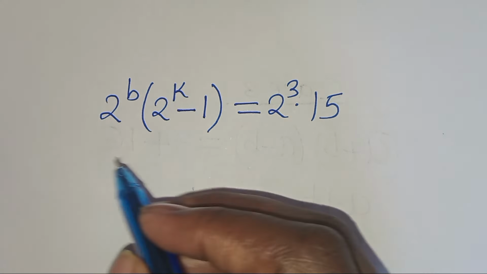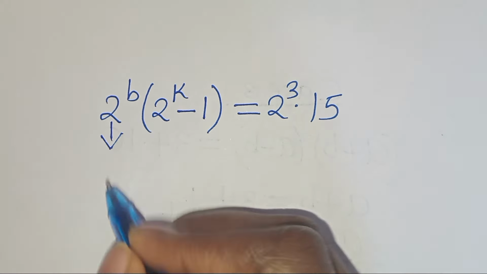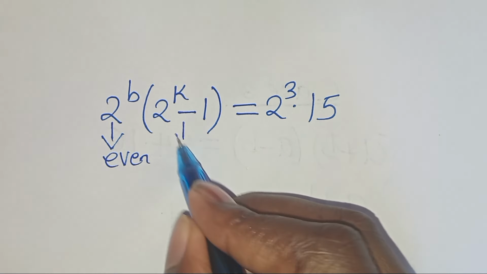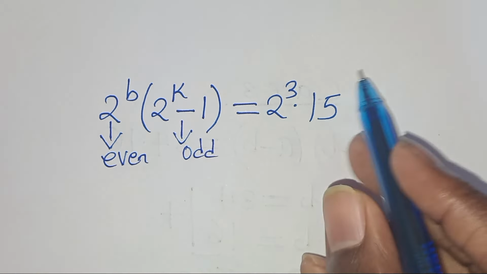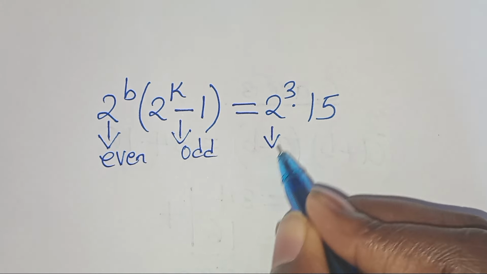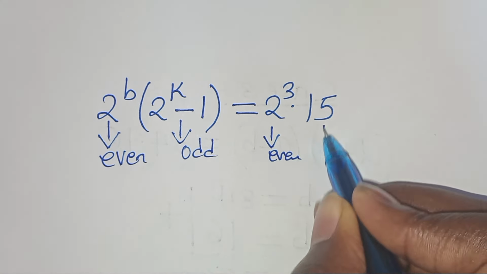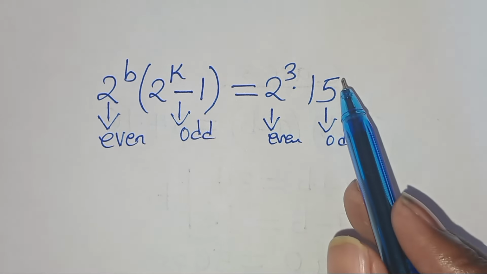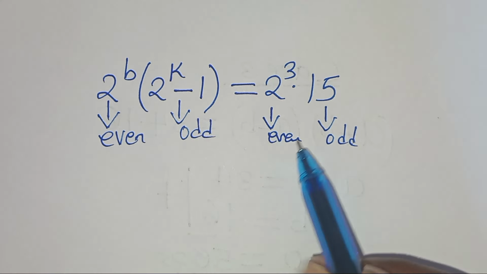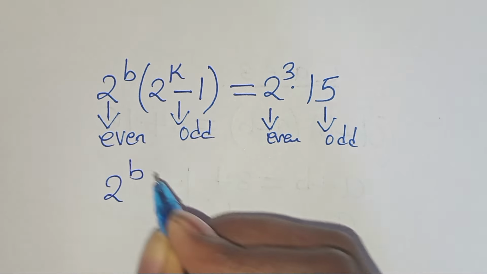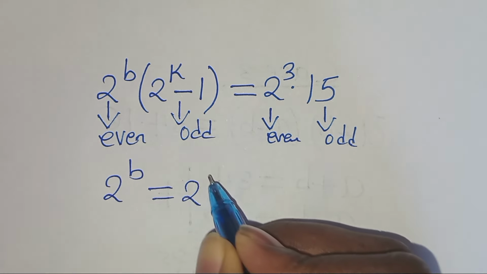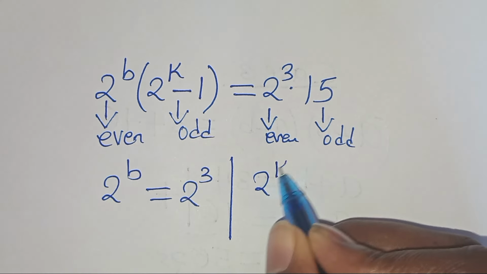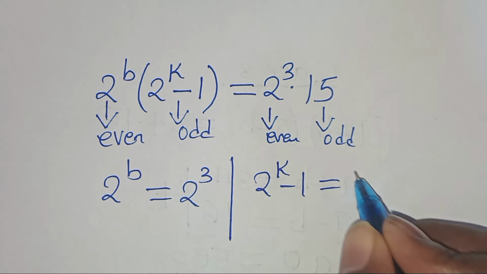Now we can make some comparison here. 2 to the power of b, this is even. 2 to the power of k minus 1, this is odd. On the right hand side, we have 2 to the power of 3. This is also even. 15 is odd. So let's compare the left hand side and the right hand side. Now, even and even here. So this is 2 to the power of b. This is equal to 2 to the power of 3. And we have 2 to the power of k minus 1. This is equal to 15.